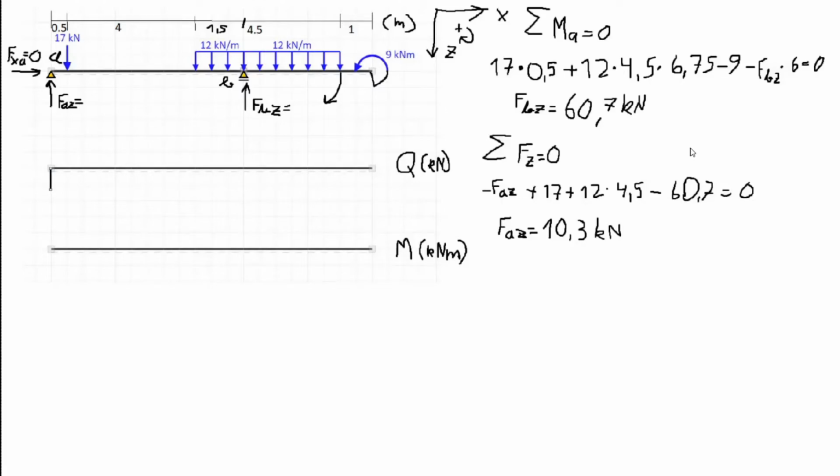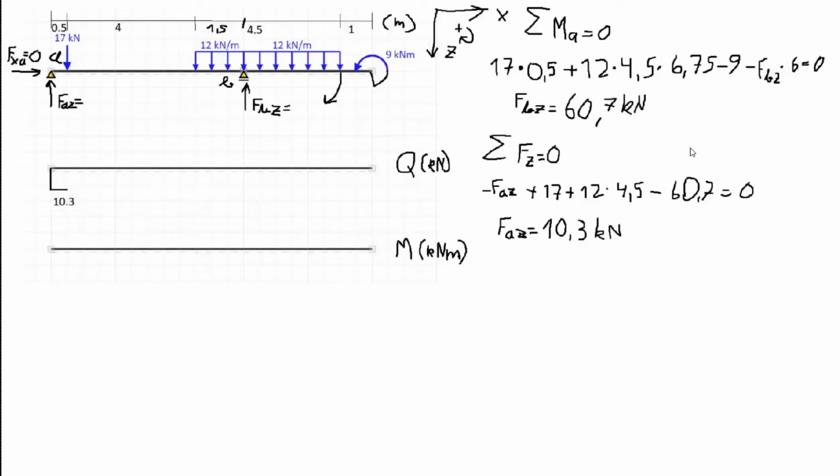So according to our coordinate plane, positive forces will move down, and since FAZ moves up, it's a negative force, and it creates a positive shearing within the beam. So we'll have plus 10.3 kilonewton shear within the beam.